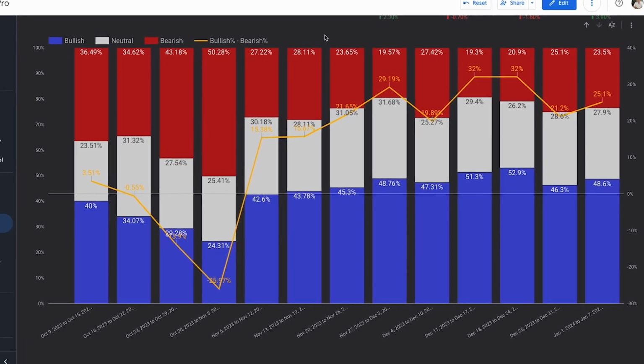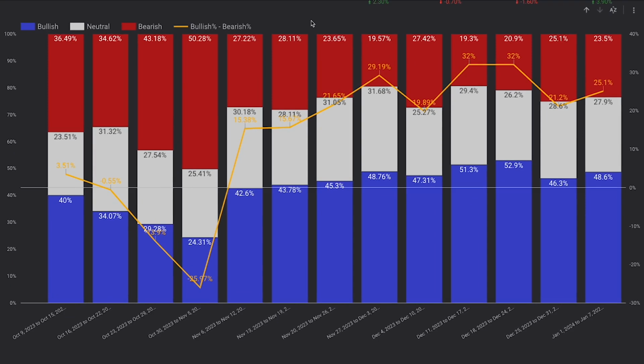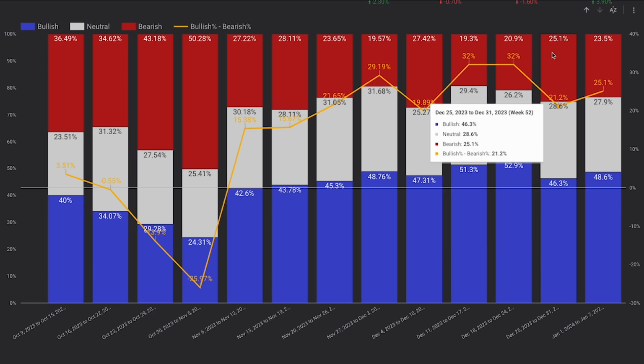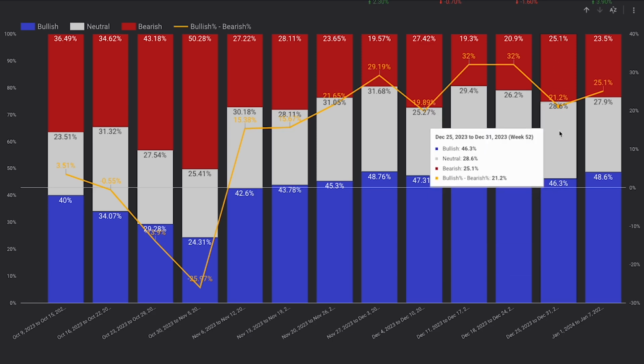So what we can see here is if I take a random week, for example, how about last week? We'll look at the week of Christmas. Were they bullish or bearish on the stock market the week of Christmas? Well, they were bullish on the stock market. We can see that 46% of investors were bullish on the stock market, while 25% were bearish and 28% were neutral. We can also see this little yellow line right here.